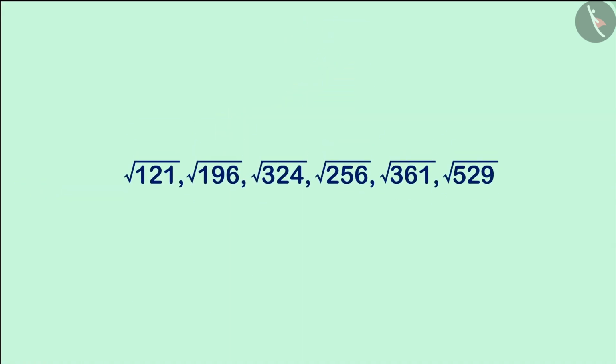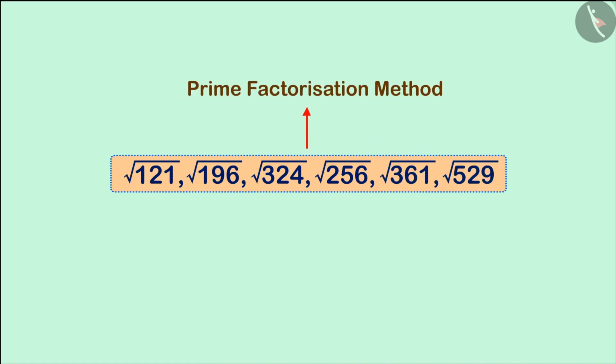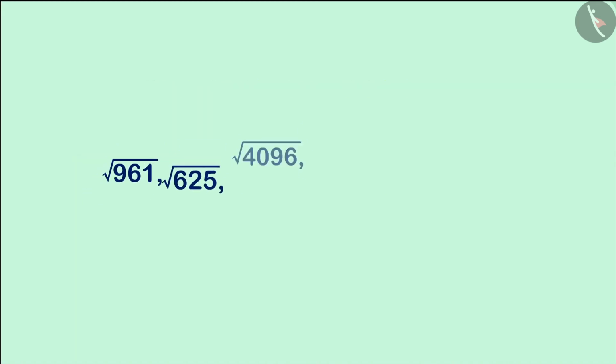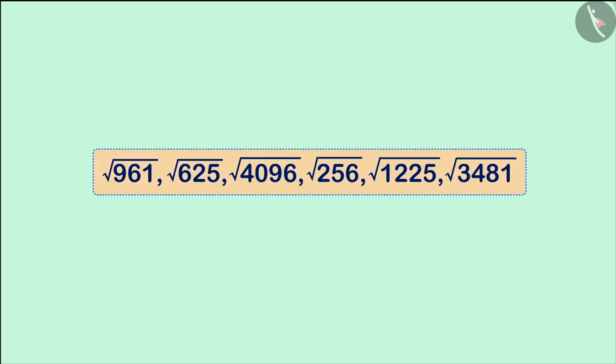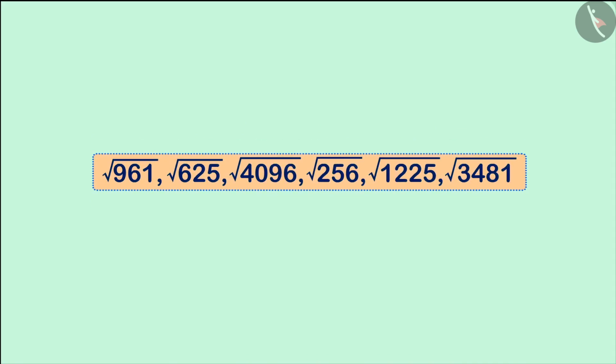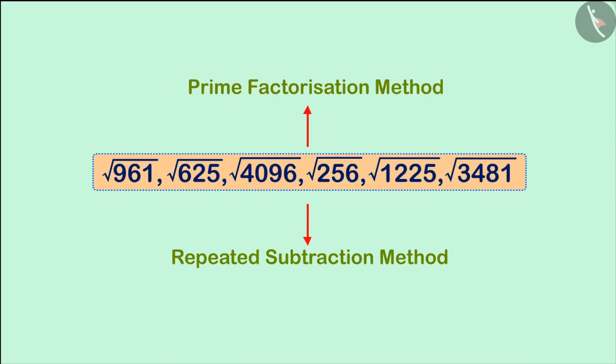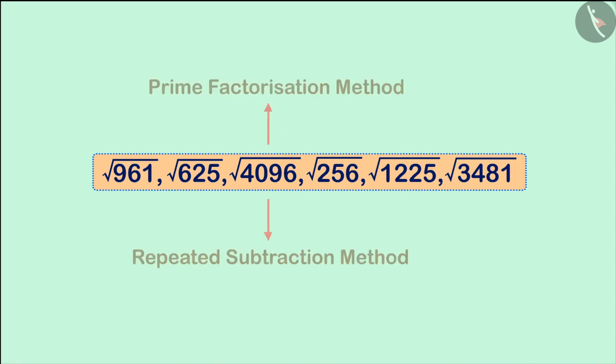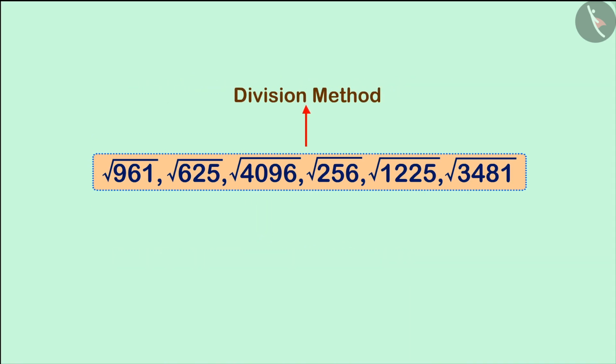Now look at these perfect square numbers. We can find the square root of these numbers by the method of prime factorization or the repeated subtraction method. If we use these two methods to find the square root of such large perfect square numbers, then it will be difficult and it will take a lot of time. But we can solve this easily by the division method.